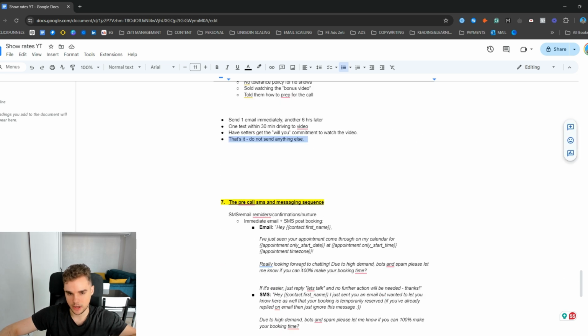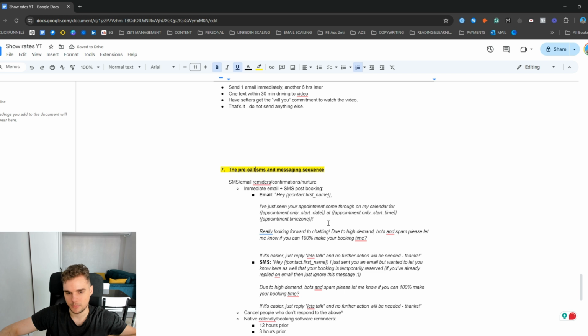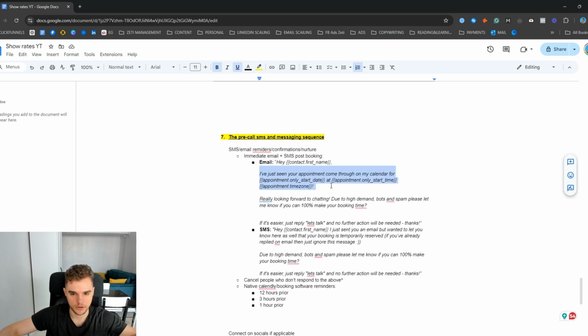Now, the seventh lever is going to be the pre-call SMS and messaging sequence. Okay, obviously, you want to send text messages to the prospects, and here are a few scripts that you can use. You can just pause this video and take pretty much the scripts from here if you want to. And if people are not going to respond to the SMS and the email confirmations, or even if you call them and they're not going to pick up the phone, you want to cancel people who do not respond to any of the above, or do not respond to your calls.